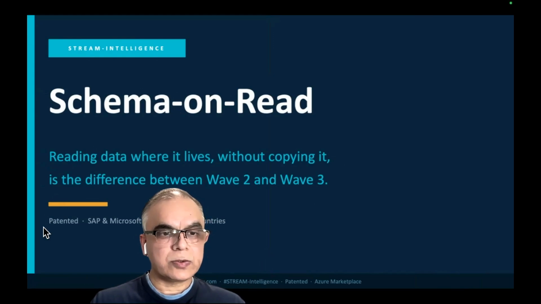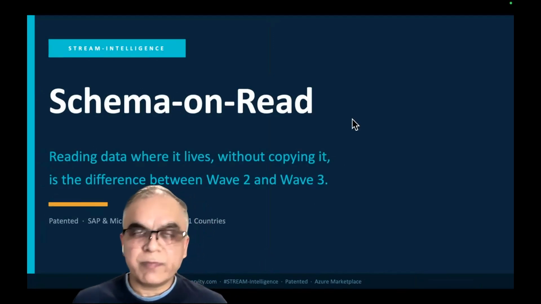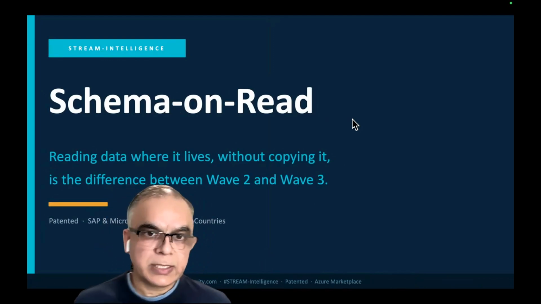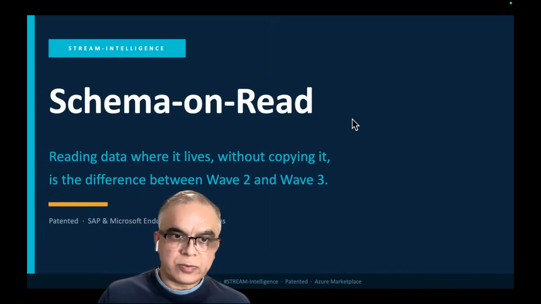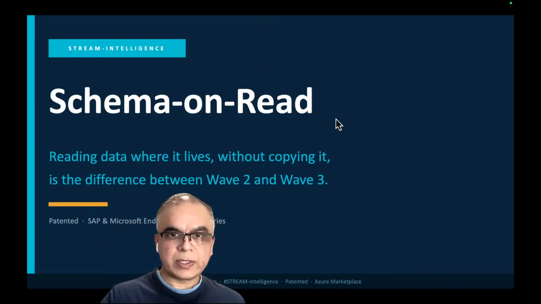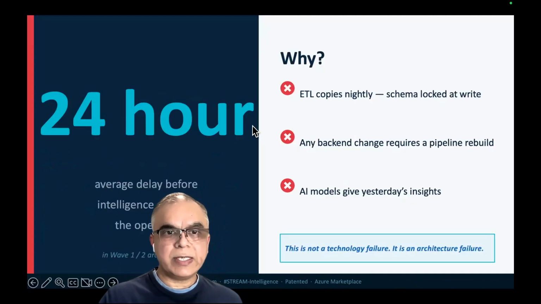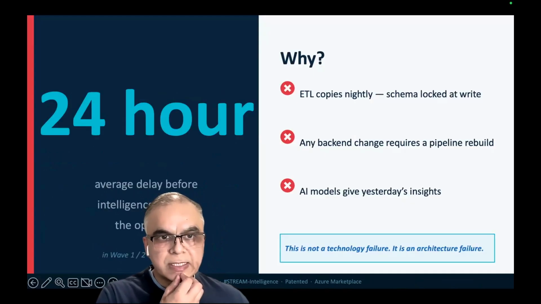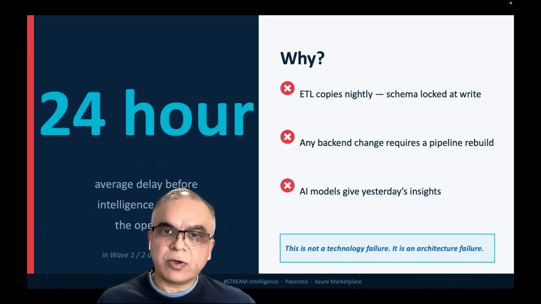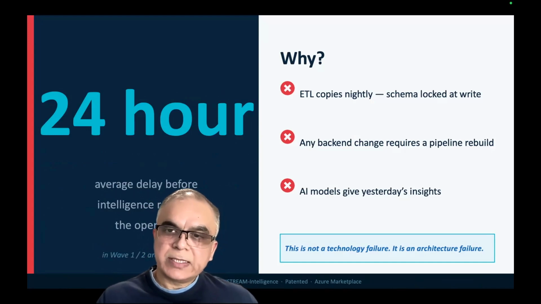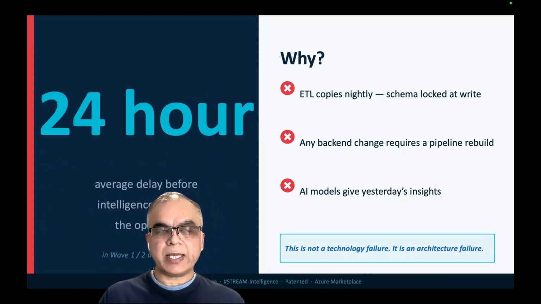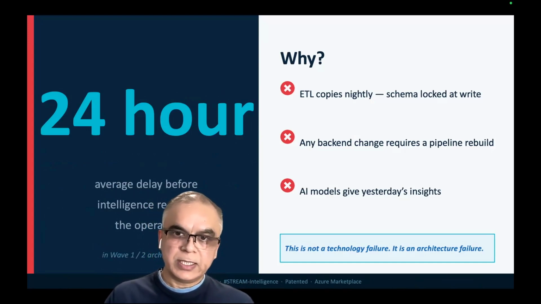All right, so I've created this quick slide deck. Basically, people have been doing schema on write for 30-40 years now. The key message with schema on write is ETL copies. Schema is locked at the time of your writing. Any backend changes, obviously we have to make the changes all through the pipeline.